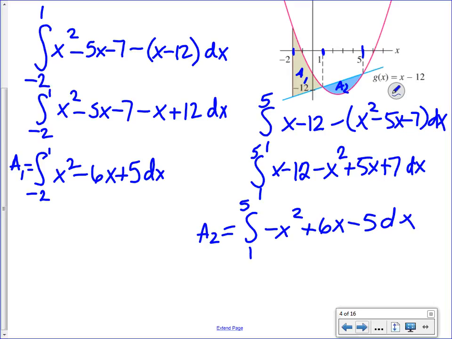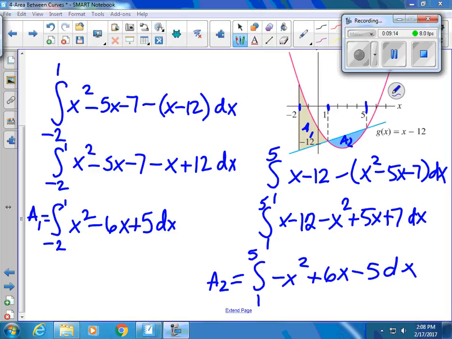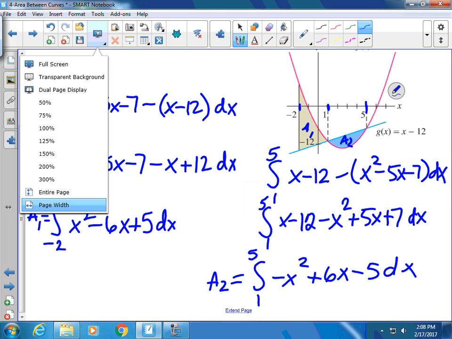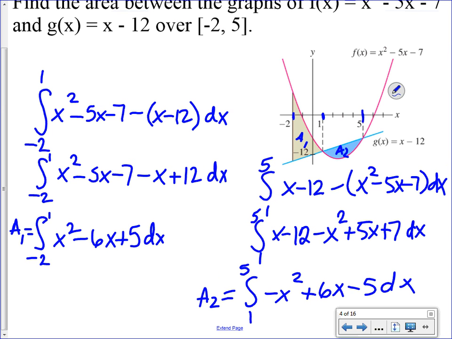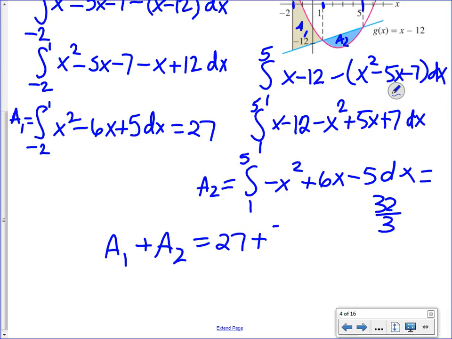And then I'm just going to go to my calculator and evaluate both of the definite integrals. All right, so after evaluating on the calculator, we end up with this equaling 27, and this equaling 32 over 3. And so now we're just going to add the two regions together, and we end up with 113 over 3.